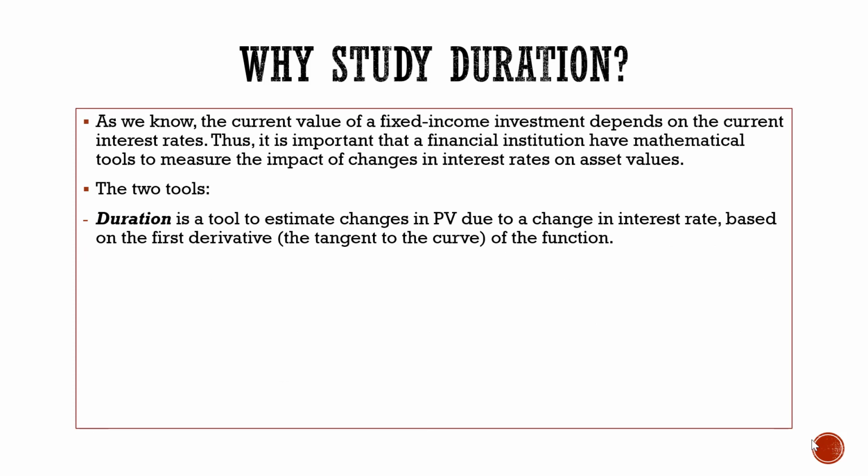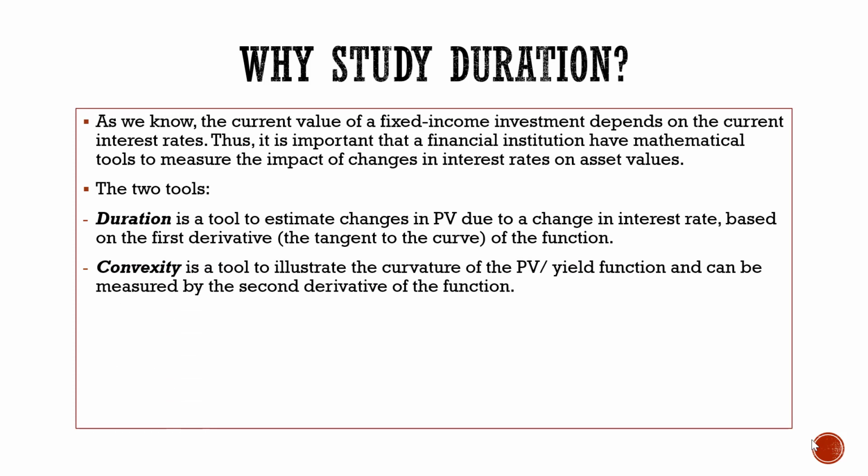Duration is a tool to estimate changes in present value due to a change in interest rates based on the first derivative of the function. And convexity is a tool to illustrate the curvature of the present value function, and can be measured by the second derivative of the function. Remember, in calculus, when you investigate a function, the shape of the graph of the function can be told by the first derivative and the second derivative. The first derivative tells about the increasing and decreasing properties of a function, and the second derivative tells about convexity. So it's similar in financial investment.